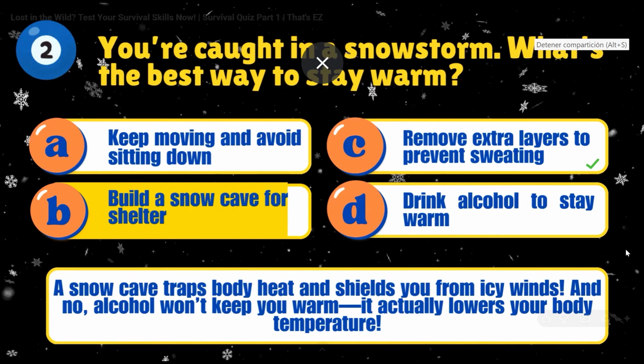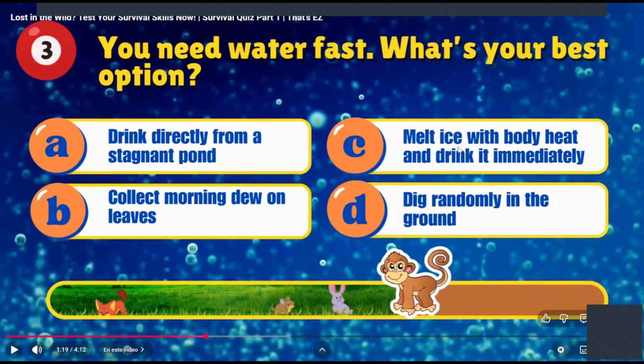All right, you need water. Let's suppose that you don't have water, or maybe you are in a place where water from a river is very scarce. Can you tell me what is your best option? Drink directly from a stagnant pond. Collect morning dew on leaves.